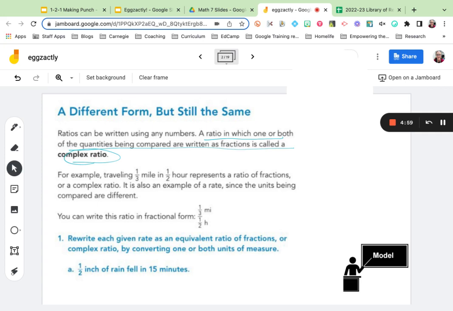traveling 1/3 of a mile in half an hour represents a ratio of fractions, or a complex ratio. It's also an example of a rate, since the units being compared are different. Remember, a rate is just a ratio in which the units are different.